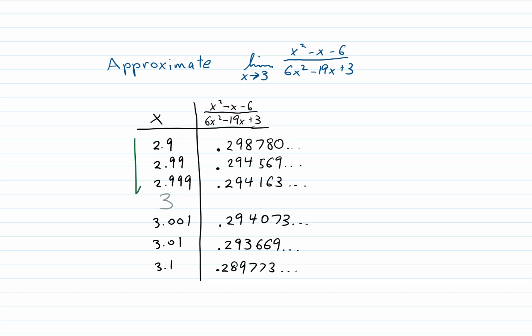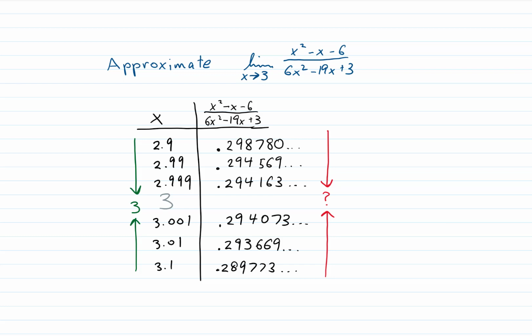As x approaches 3, what does it look like the y values are approaching? And I could totally see different people saying different things here. Some people might say it looks like it's approaching 0.3, and that would actually be a reasonable answer. After all, the question just says approximate the limit. So if you said, I approximate that the limit is 3, I would say, okay, that's a good approximation.